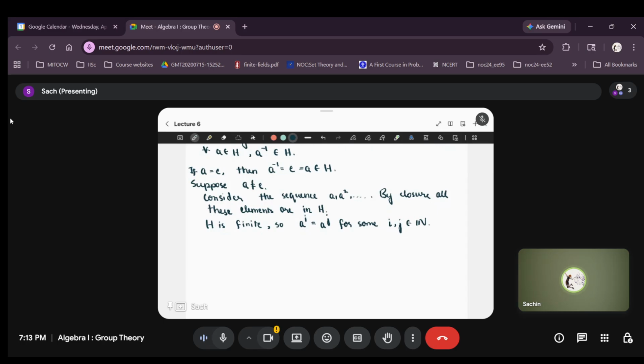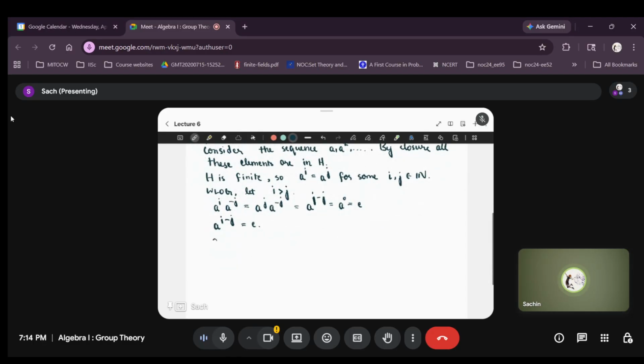And without loss of generality, let I be greater than J. I'll call the bigger power I, the smaller power J. Now, if A power I is equal to A power J, then A power I into A power minus J is equal to A power J into A power minus J, which is A power J minus J, equal to A power 0, it is E. So A power I minus J is equal to E. Then we can write A into A power I minus J minus 1 is equal to E, so A power I minus J minus 1 is the inverse of A.